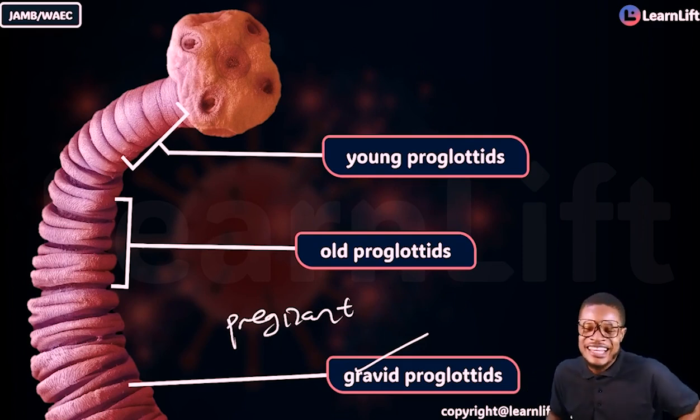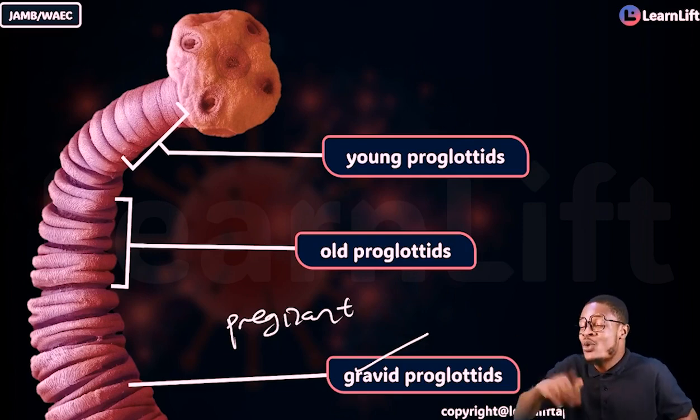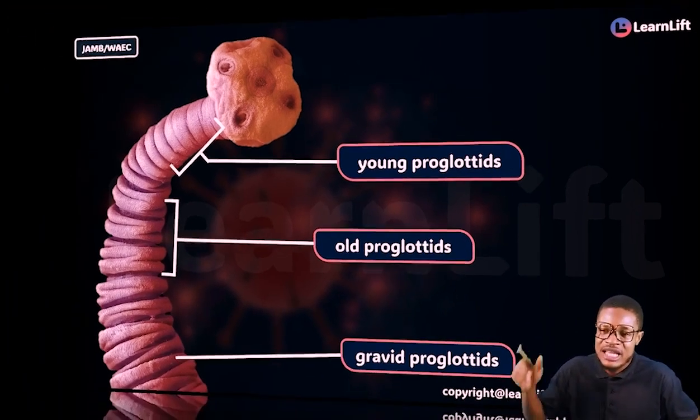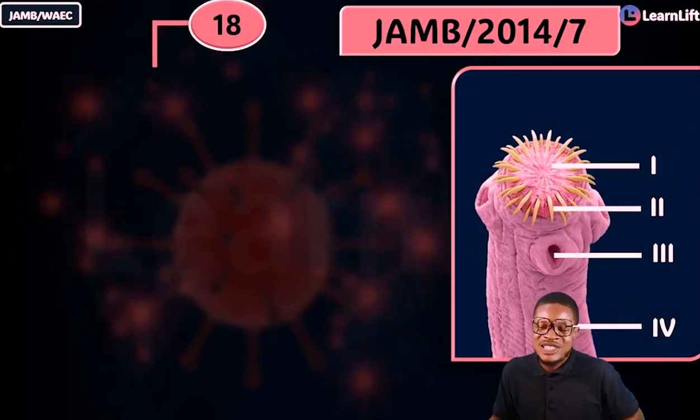Yeah, let's go very quickly. So you can see the young proglottids, the old proglottids, and the gravid proglottids. The ones that are towards the end are the ones that are gravid that will now get detached at the end of the day. But please answer this question for me.